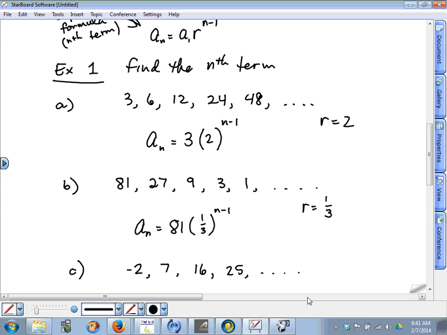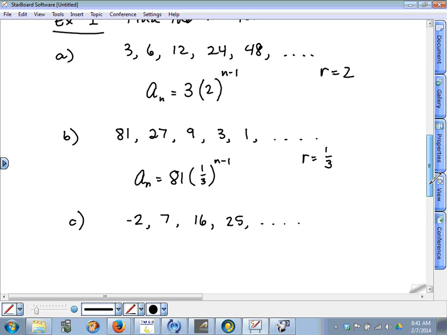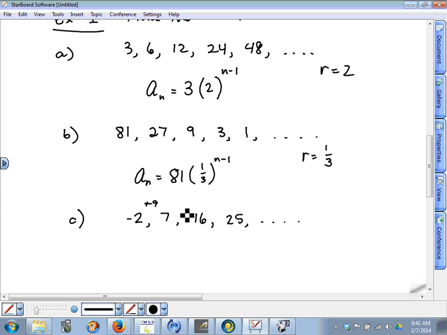Tricked you guys. Yeah, it's not geometric. We're not multiplying by the same number each time, but we are adding the same number. We're adding 9. So it doesn't have a common ratio, it has a common difference. D equals 9.